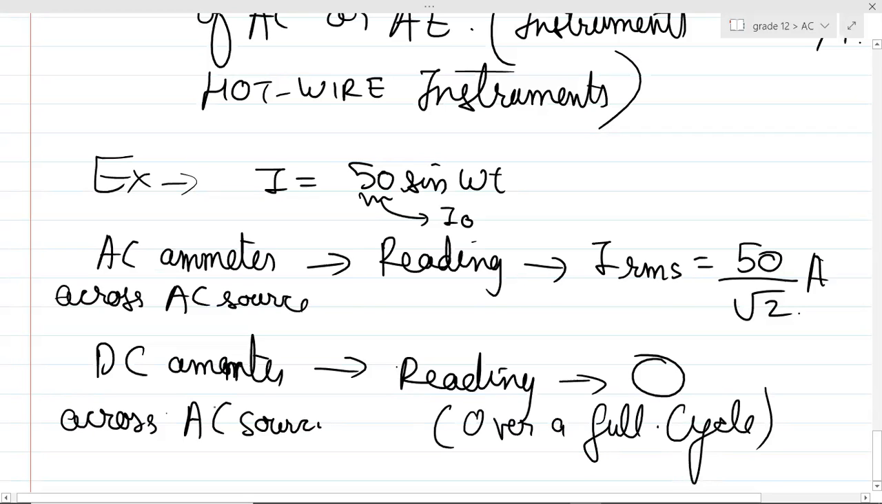Suppose you have a bi-directional DC ammeter. It will never point towards one particular value. It will keep fluctuating in the positive direction, then coming to the mean position, then in the negative direction, coming to the mean position. So over a full cycle, it will point towards the average. Basically, a DC ammeter will give you the average reading, whereas an AC ammeter will give you the RMS reading.